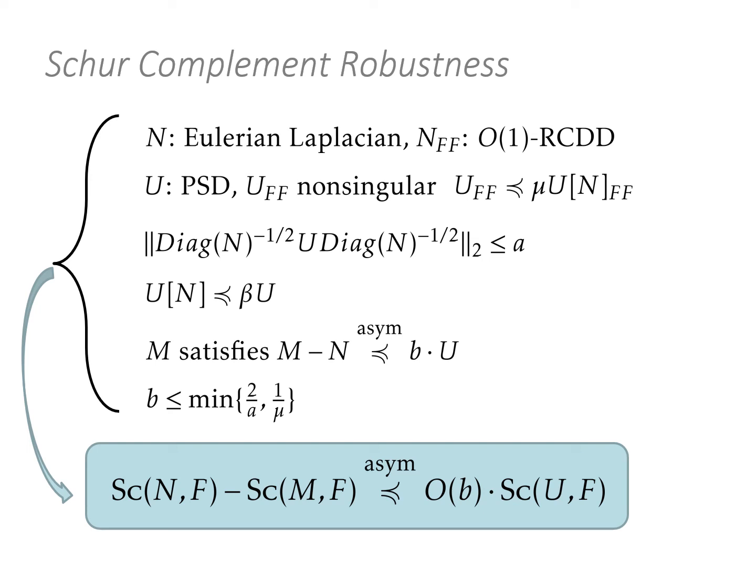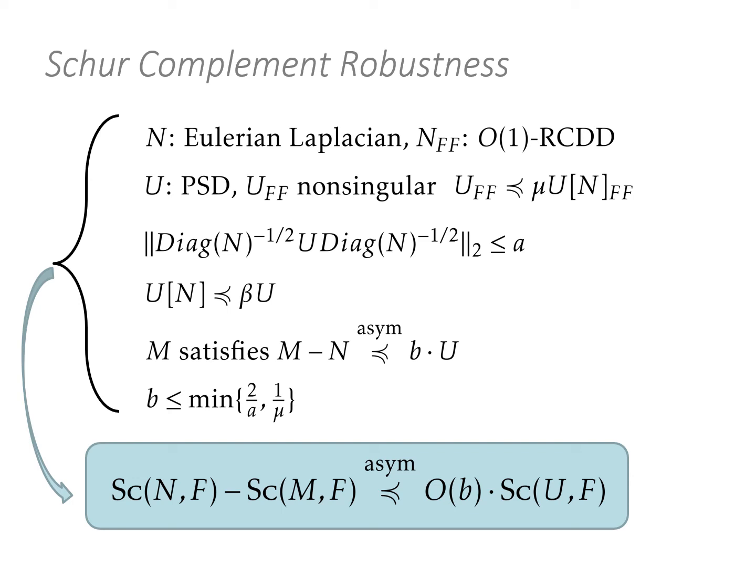If we are given an Eulerian Laplacian N and its perturbed version M, we want to bound the difference between the short complement of N and M. From this lemma, for example, if we let b equal epsilon and choose all the other parameters of the lemma to be O(1), then we will show the difference between the short complement of N and M can be asymmetrically bounded by O(epsilon) times the short complement of U.